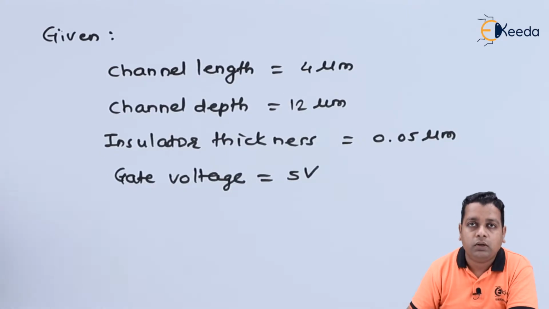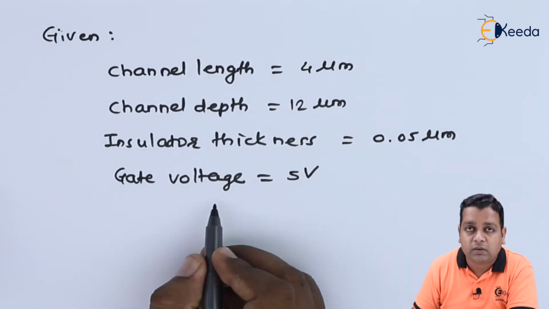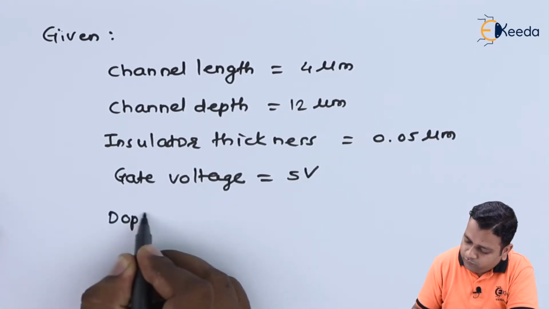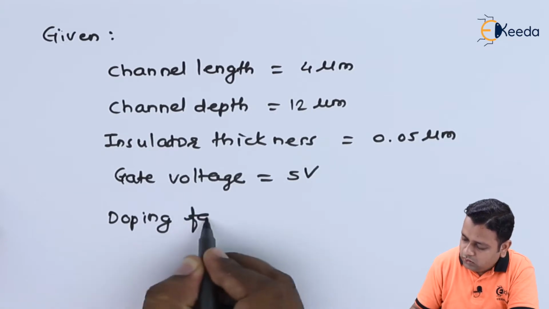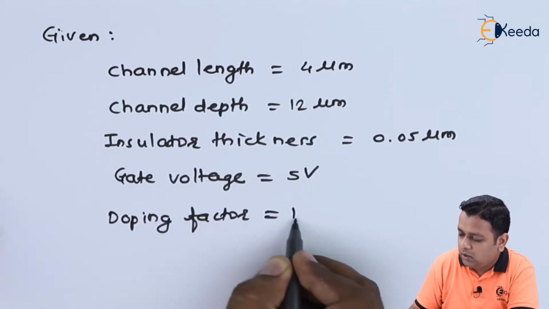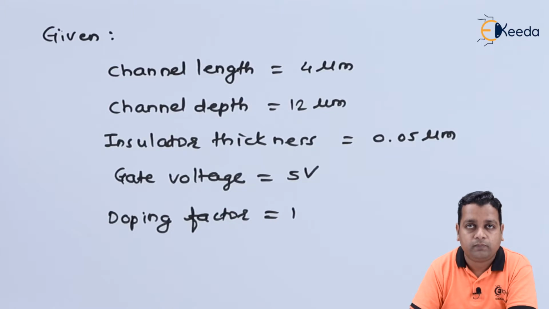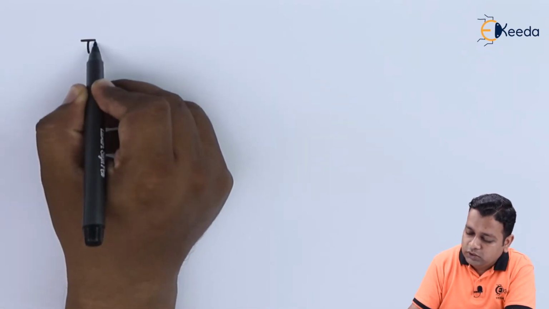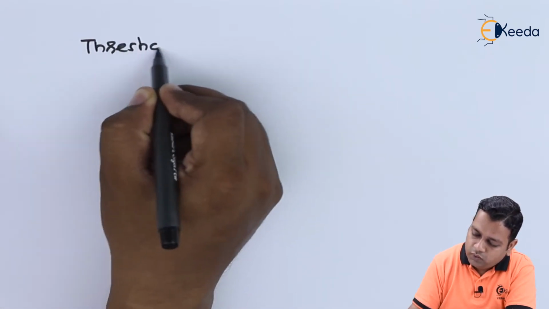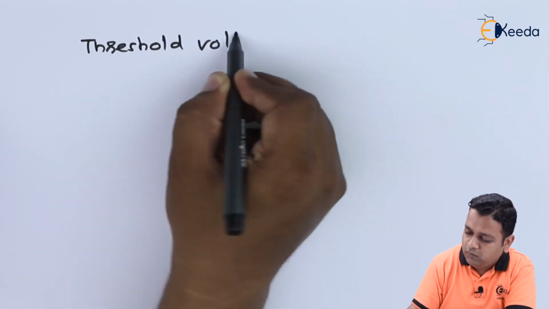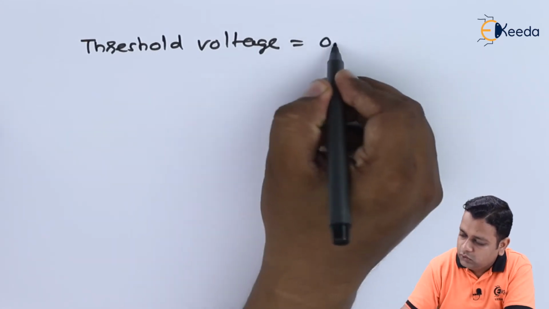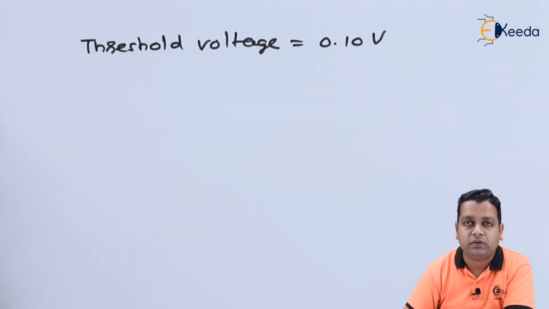Along with that, we have a constant represented as M is equal to 1. It is nothing but the doping factor. So the doping factor in our problem is equal to 1. After the doping factor, we have another voltage introduced here, and that voltage is nothing but the threshold voltage. So the threshold voltage for the device holds the value 0.10 volts here.